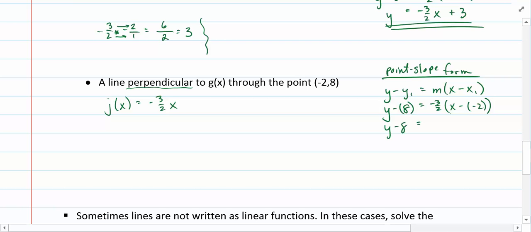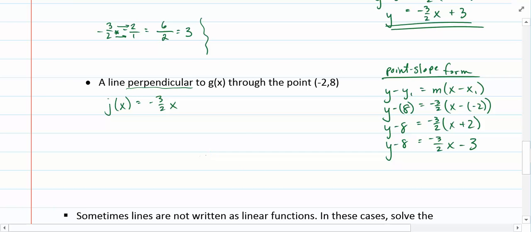y minus 8 equals negative 3 halves x plus 2. And y minus 8 equals negative 3 halves x plus, I'm sorry, not plus. This one will become minus 3. Because again, if I'm multiplying negative 3 halves times a positive 2, that's positive 2 over 1, that equals negative 6 over 2, and that reduces to negative 3.